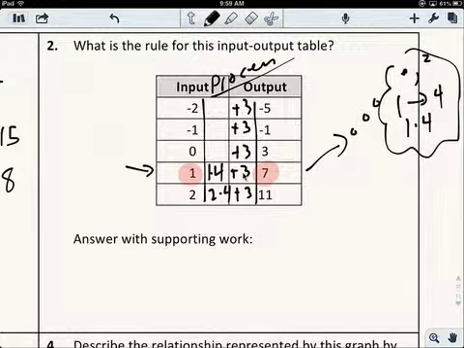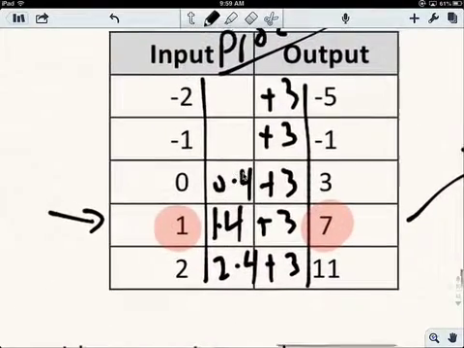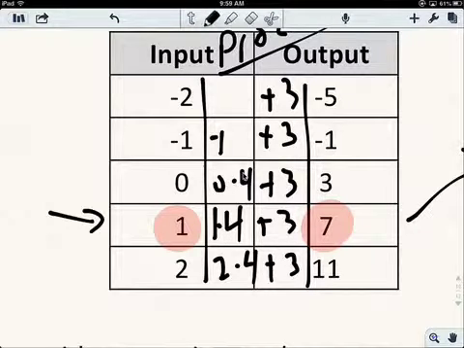2 times 4 plus 3. 2 times 4 is 8, plus 3 is 11. That worked. 0 times 4 plus 3 is 3. Negative 1 times 4 is negative 4 plus 3 is negative 1. Looks like Mr. Boswick's on to something here. Negative 2 times 4 is negative 8, plus 3 is negative 5.